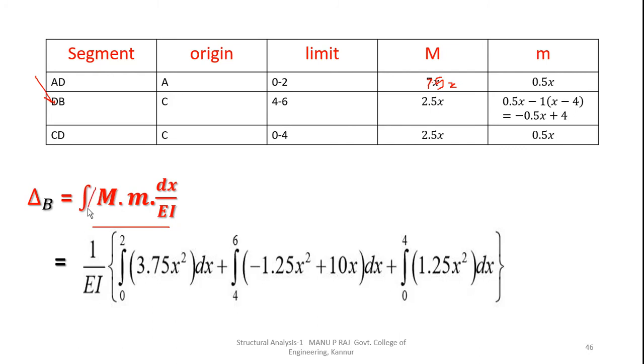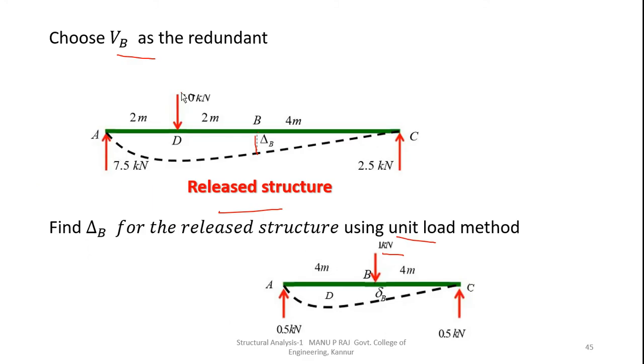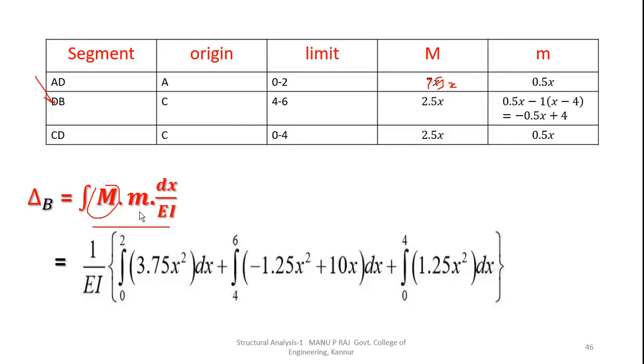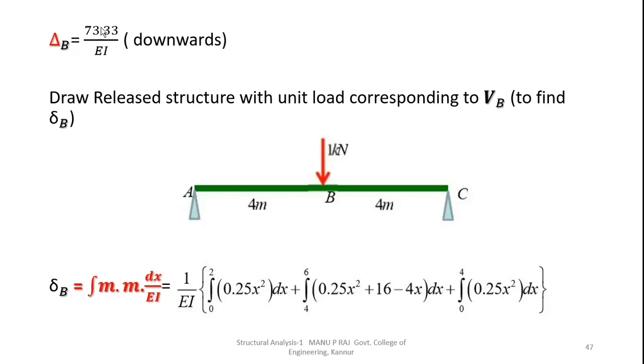Here capital M means the moment at different segments due to the external load. This is the external load. And small m is the moment at different segments due to the unit load. Now you'll get the value of 73.33 divided by EI in the downward direction. This is positive, so this is in the downward direction.